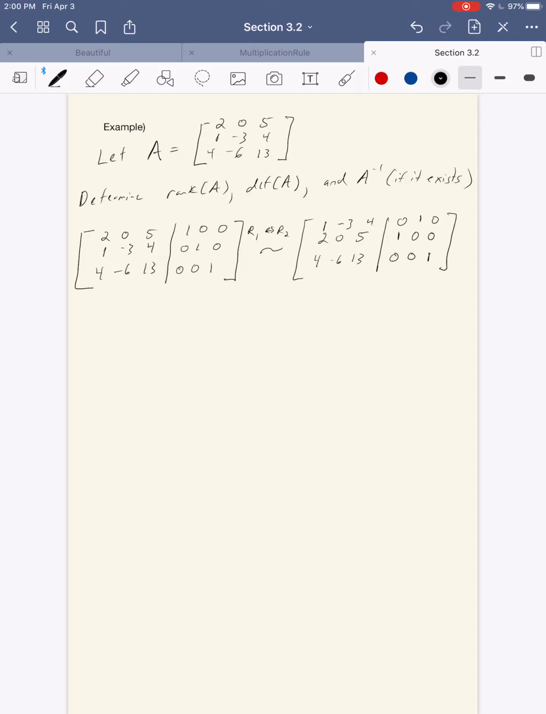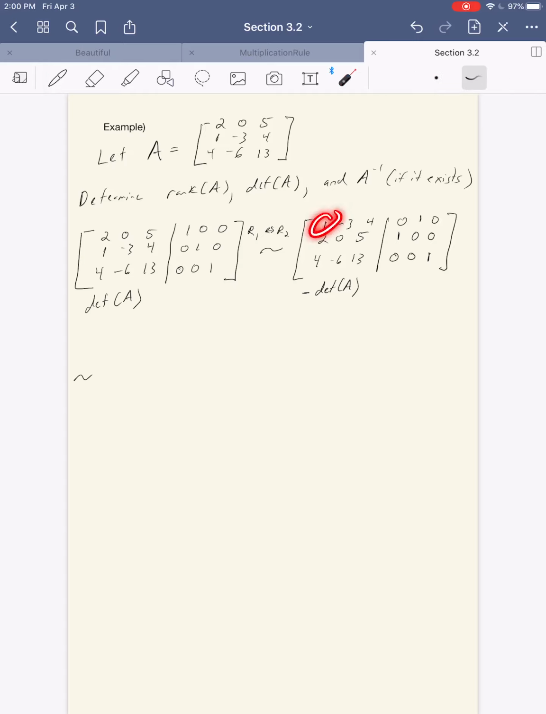Now, let's also make a little note here. This matrix over here has the determinant that we want. Well, what about this one here? Since we interchanged two rows, this one actually has negative the determinant that we want. So we're going to keep track of this so that we can hopefully find the inverse, and also keep track of this so we can find the determinant. All right, let's go ahead and do another operation.